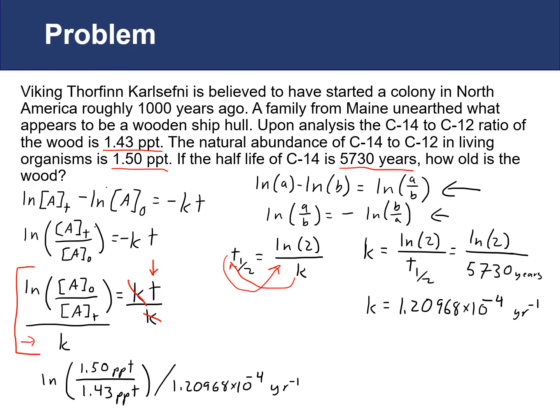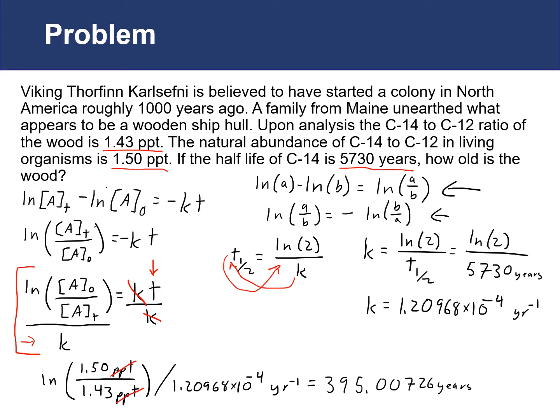Now, on our ratio here, the units cancel each other out, and so we get the natural log of 1.50 divided by 1.43, that whole quantity divided by our k value, which would be equal to 395.00726 years. Now, obviously, this is way too many significant figures.